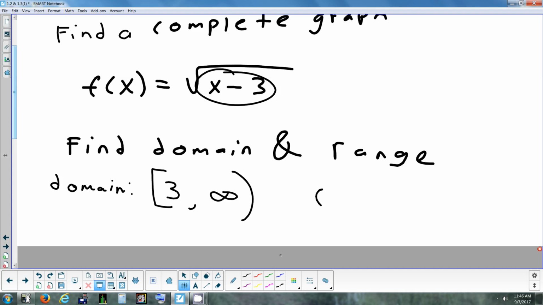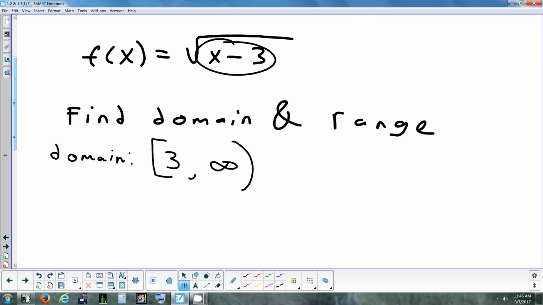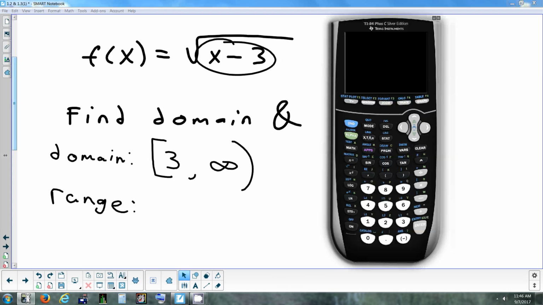If I did something like this, that means any number from 3, not including 3. So we start at like 3.000001 up to infinity. That's not what we want here. We can include the number 3. And let's look at the range. This is where I use the calculator to help me out.